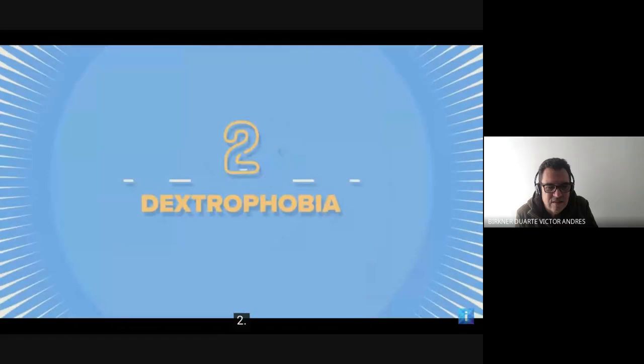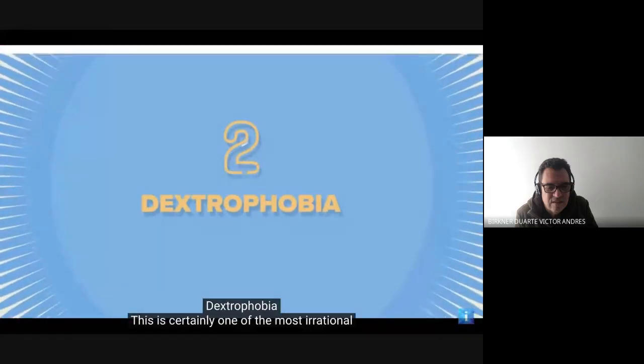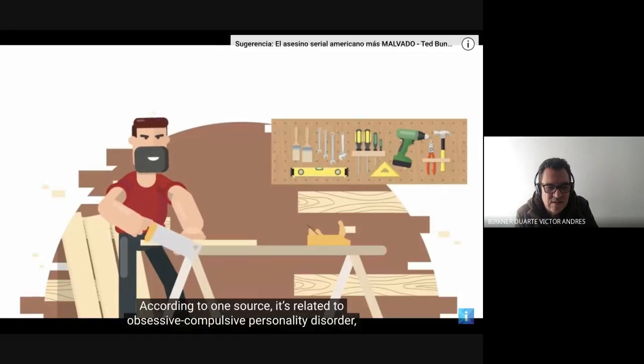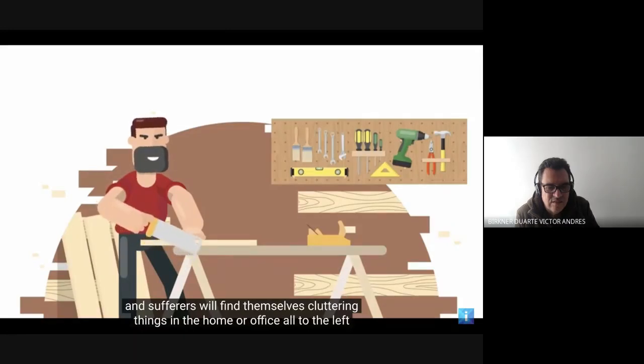Number 2, dextrophobia. This is certainly one of the most irrational of irrational fears. It's the fear of having things to the right of you. According to one source, it's related to obsessive-compulsive personality disorder, and sufferers will find themselves cluttering things in the home or office all to the left side.